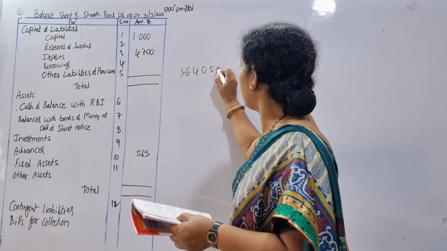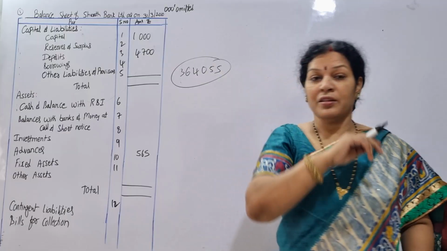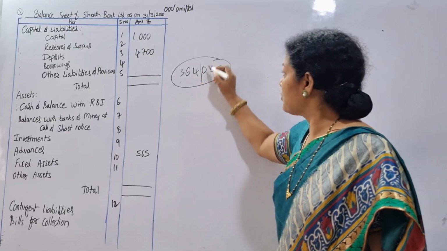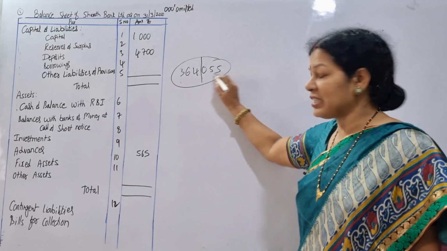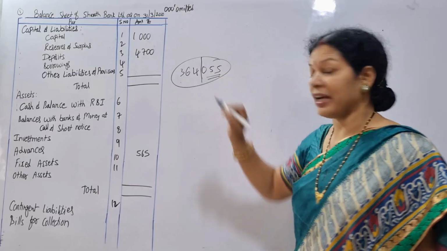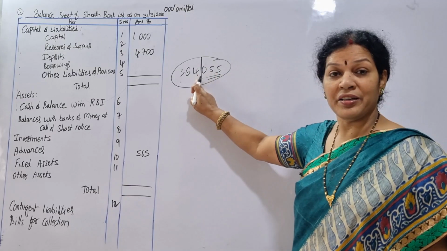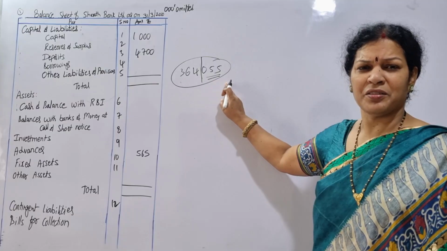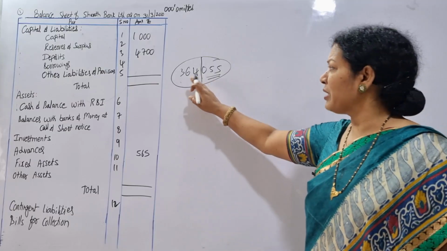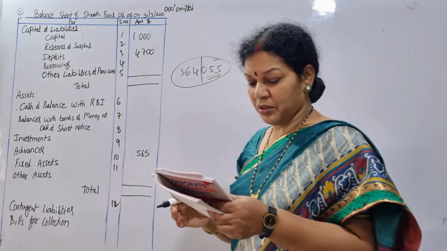364,055. So this is the number. These 3 digits are to be omitted. If these 3, meaning hundreds, are more than 500, we could have added one number here, 365. Here it is just below 100 only. So we can take simply 365 only. 365 is what? Other liabilities.